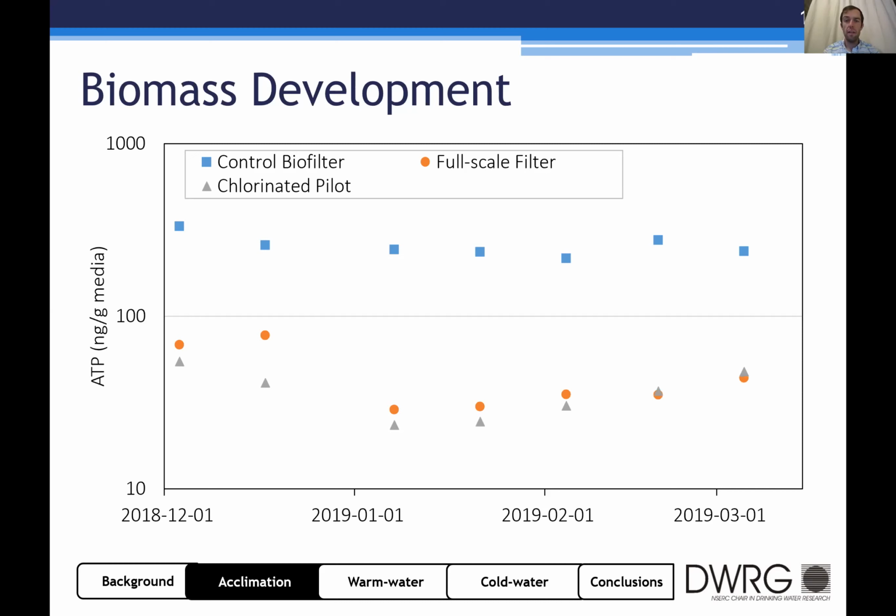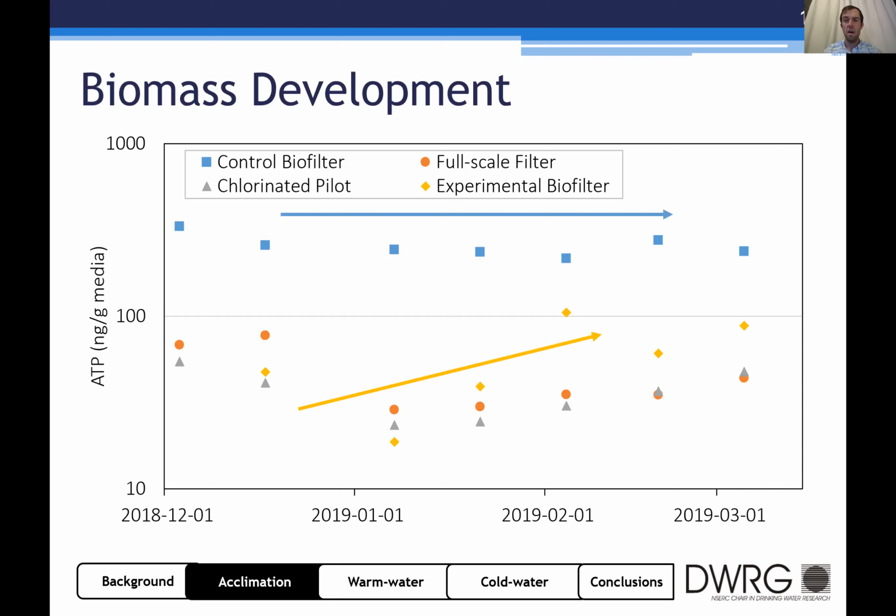The chlorinated pilot, which received chlorinated backwash, had similar results to the full-scale filter, and that kind of confirmed that chlorine in the backwash or exposure to chlorine may impact that biomass development. And then when we look at the experimental filter, we saw generally low results through December, January, and it was really only starting in February and March that we saw some sort of increase.